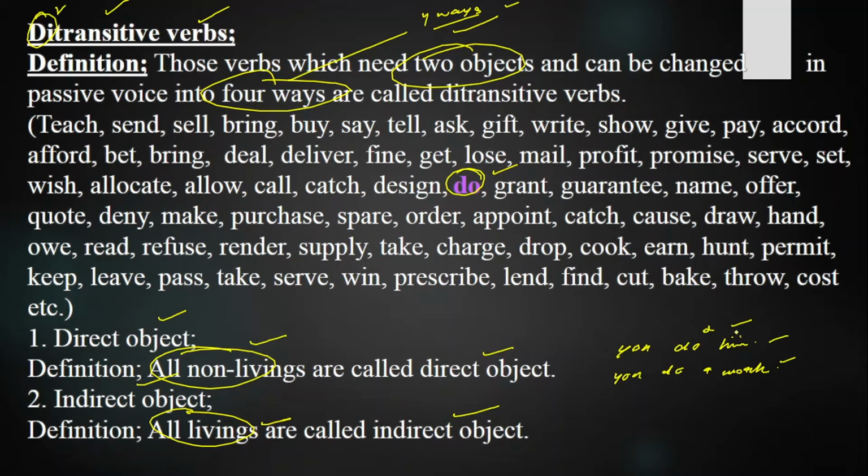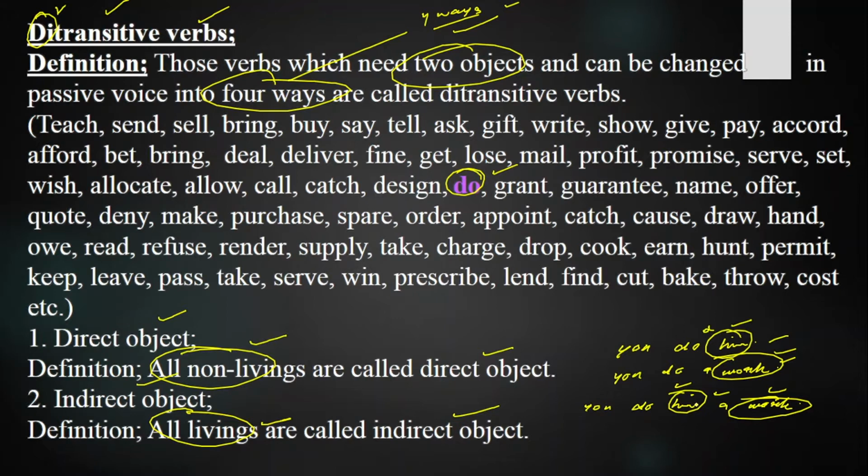So for that you need to bring both of the objects together. Like I say, you do him a work. You do him what? A work. You do a work for him. You do a work for whom? For him. Over there now the meaning is clear. You do him a work.